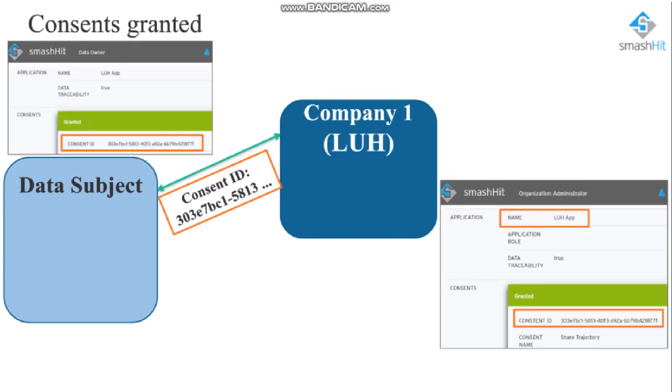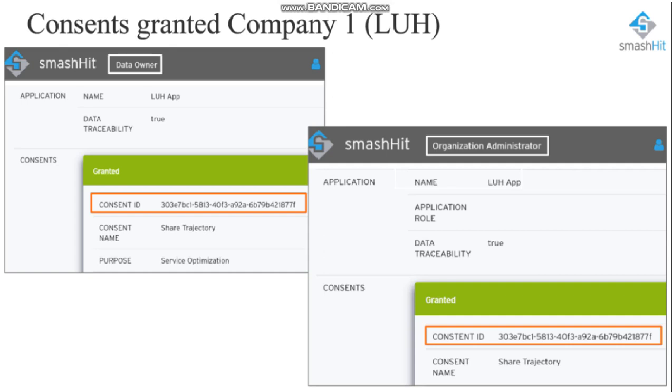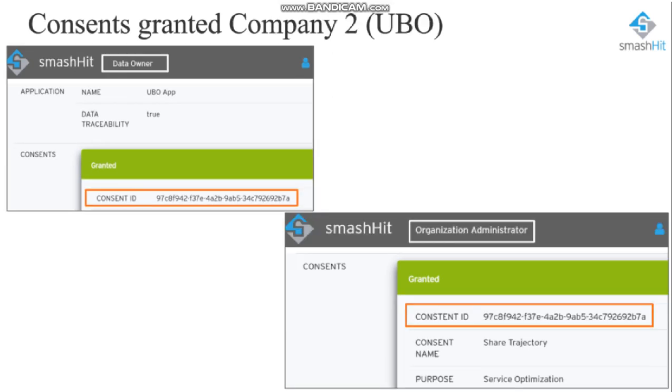A first consent including company 1 is granted by the data subject using the provided user interface of smashHit. A second consent including company 2 is also granted by the data subject using the same procedure. It is possible to observe the compatibility between the information present on the data subject's page on one side and on the company's page on the other side.